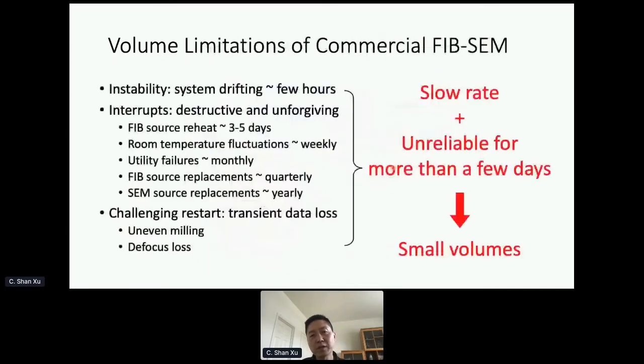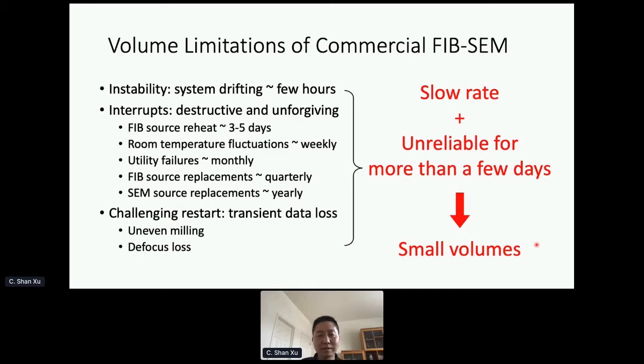So why do these commercially available systems have these limitations in terms of volume? The main reason is that there's a long list of interrupts. I'm listing it here. And it's really challenging to restart after these interrupts without data loss, because we're talking about nanometers, not only in the imaging, but also for the FIB milling, which is disruptive, as you already realized. On top of that, you get a slower imaging rate from SEM, and the system normally could drift within a few hours. So what you end up with is just small volumes from a few days of operation.